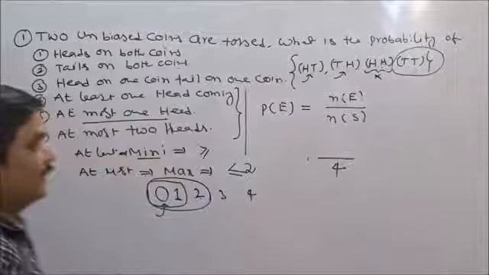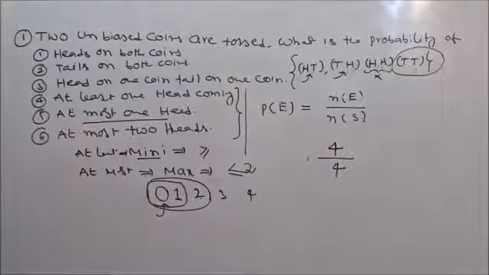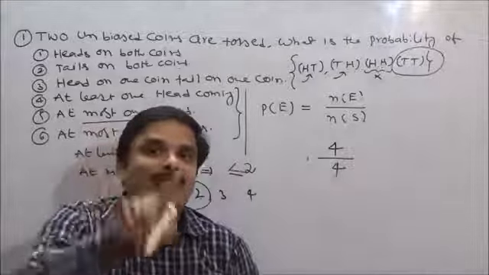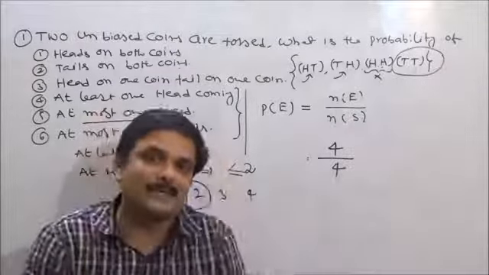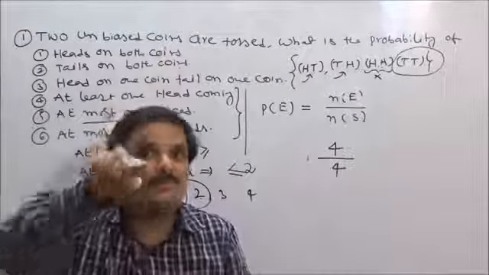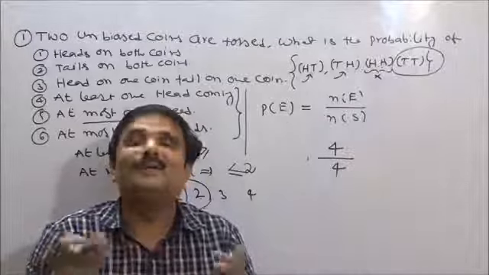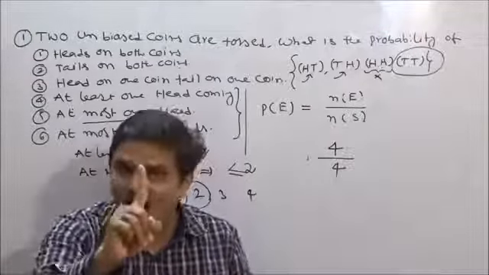Now in this case the probability is 4 out of 4. What do you mean by 4 out of 4? When you toss 2 unbiased coins, getting maximum 2 heads probability is 4 out of 4. What is the conclusion? What is the meaning of that one? 4 out of 4 is nothing but 1.